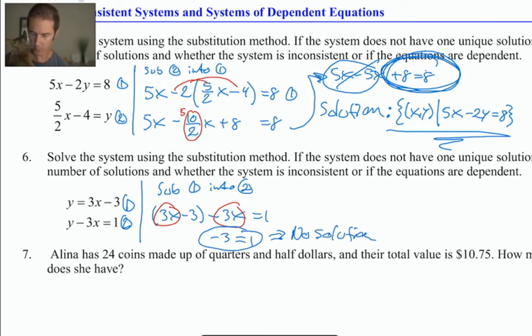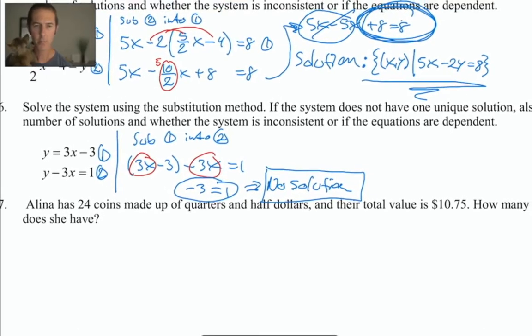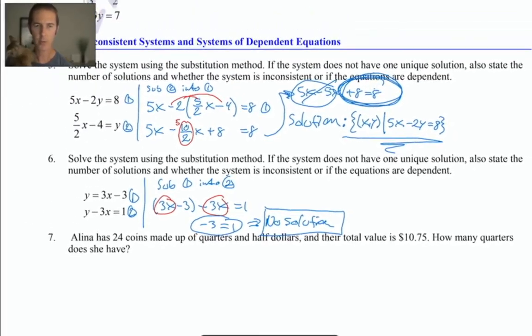So this one's got no solution. Got to watch out for indicators like that, negative 3 equals 1, or 1 equals 0, something like that. And then the last problem in this section worth of notes is a word problem, which is nice. All of us need a little extra practice with the word problems.